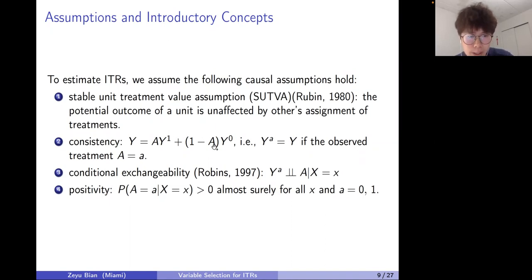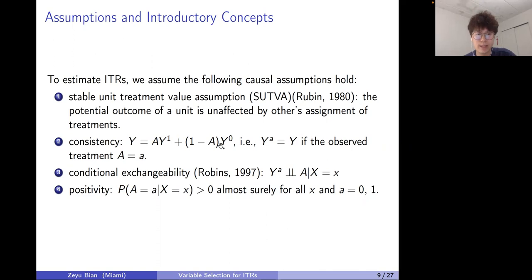And the second one here is the consistency assumption. So the potential outcome Y(a) is equal to the observed outcome if the observed treatment is also a. This assumption allows us to connect the potential outcome with the observed outcome. As such, many estimands can be identified from the data because of this assumption.